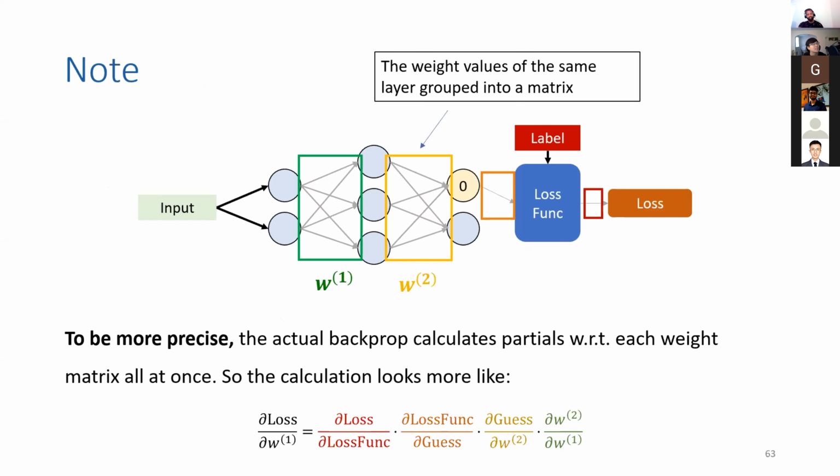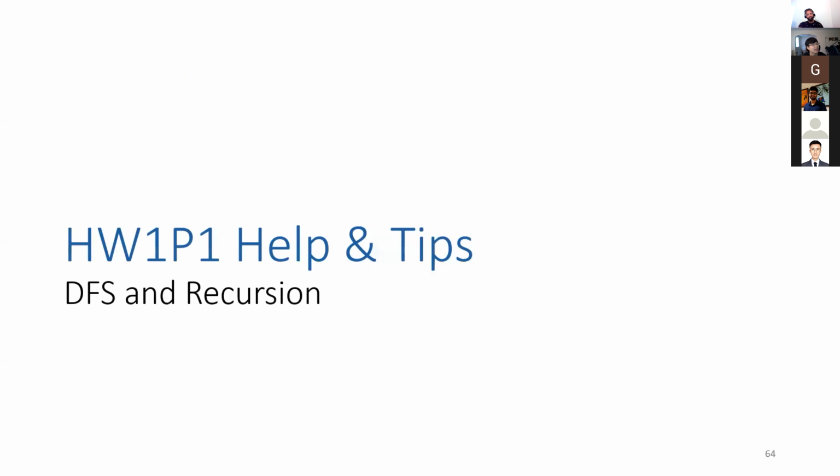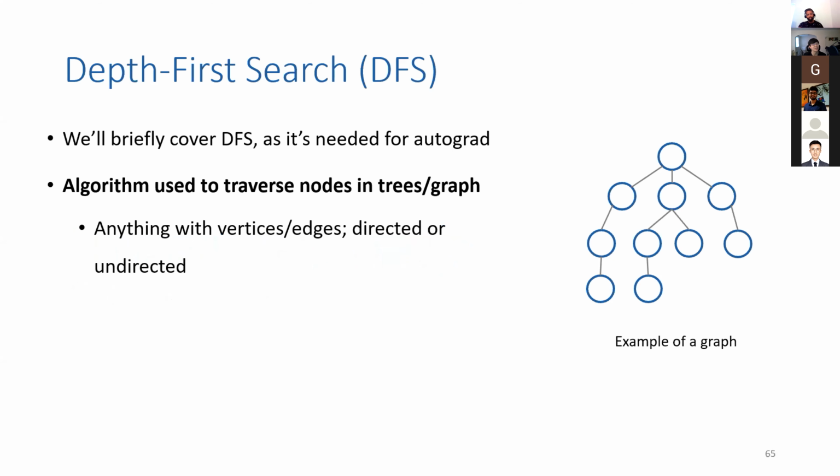Okay, so we'll go on to the next slide. Starting from now, we're going to be talking about some help and tips for homework 1, part 1. I guess this is the exciting part. First off, we're going to be talking about depth first search and recursion and what those are. Hopefully this should be new for people who haven't taken a data structures or algorithms class before. Otherwise it should be a good review and also a very big hint for how to solve the problem.